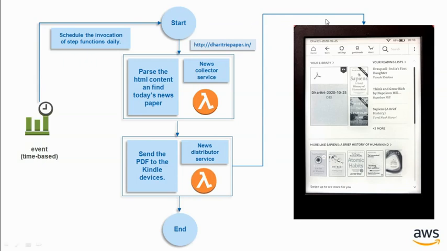As you can see in this picture, today I executed this program and it has sent me today's newspaper. Whenever I am delivering the newspaper to my Kindle device, I am formatting it in a particular way. First is Dharitri, that is the paper name, hyphen 2020, that is the year, hyphen 10, that is the month of this year, and 25th, that is the day of this month.